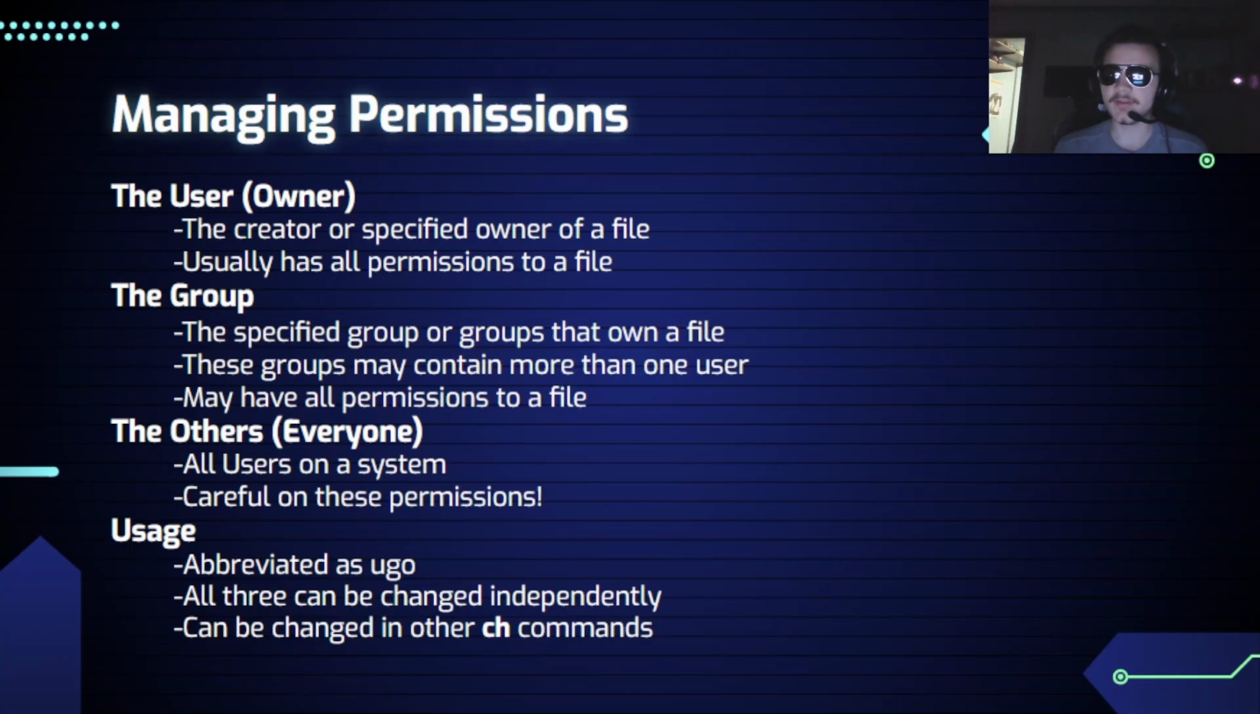It is very imperative to be very careful on these permissions because they affect everyone, including people you may not want to access your file. The usage of the system would be abbreviated in UGO. All three of these can be changed independently, and they work in conjunction with RWX to basically map every possible permission outcome in the system. It can be changed in other ch commands such as chmod, but we will cover those in another lesson.